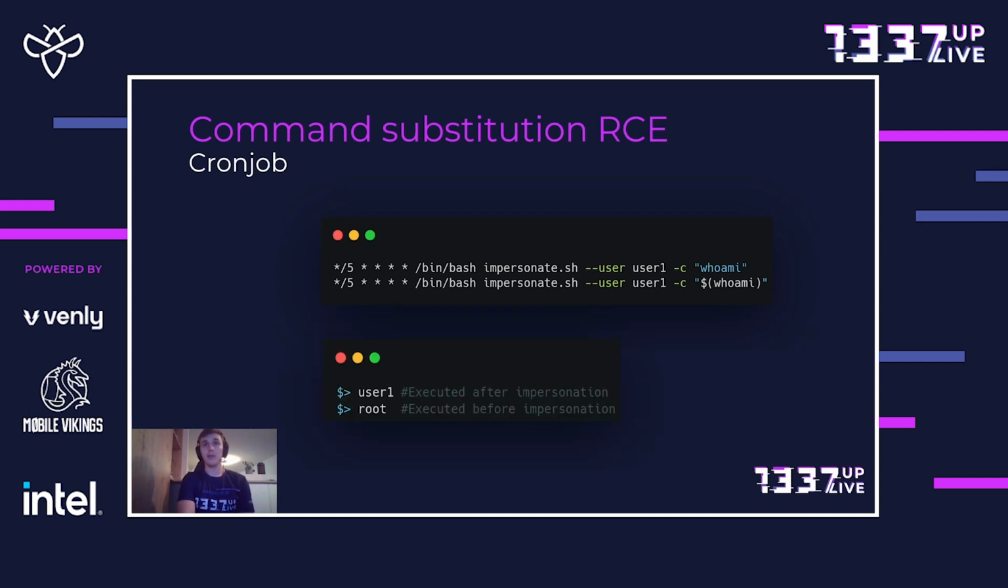So if we look at the output now, the output of the first command is as we expected, user 1, because it's being run in the controlled environment in the jail of user 1. But the output of the second command is actually the name of the high privileged account, in this case root, because the command is already being evaluated before the impersonate script is being run.